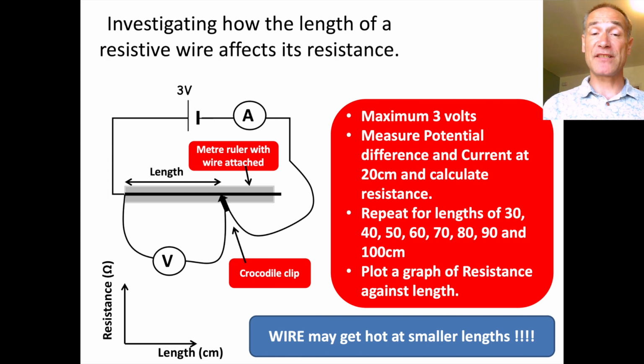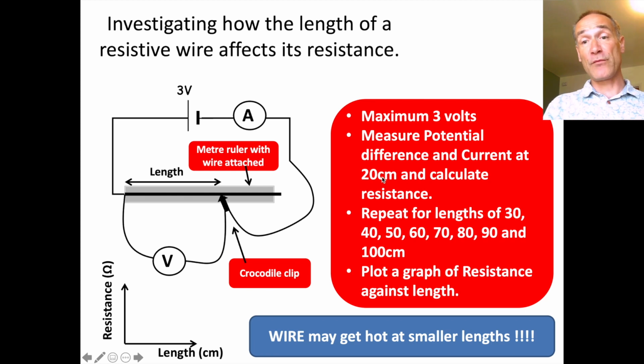So how are we going to do this experiment? Well, you've got a meter ruler with a length of wire on it. You've got to measure the current flowing through the wire and the voltage across the wire in order to work out the resistance. And we're going to plot a graph of resistance against length. To change the length of the wire, we've just got a crocodile clip connected to this end and a crocodile clip connected here, and we can move the crocodile clip up and down the wire to change its length.